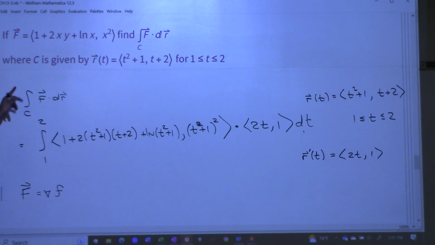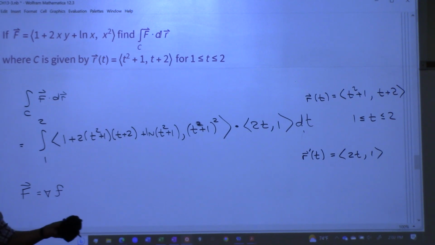That's the example we've been working with, that field. It's conservative. We found its potential function. It didn't take us too long, right, to get the potential function. So what I can tell you is that instead of doing all that, I have a conservative vector field, which means the fundamental theorem of line integrals counts, right? Along with the fact that it's conservative, it means that there's path independence here. So I just need to evaluate the scalar function at the two endpoints of the curve.